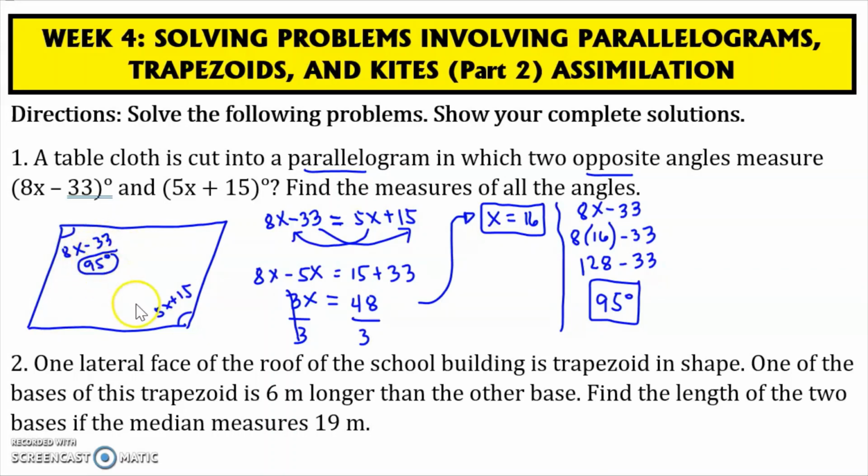Now, kung alam kong ito ay 95, I can say, even without computing, na ito ay 95 degrees din. Why? Kasi alam kong they are opposite angles. And sabi, na opposite angles are congruent when it comes to parallelogram. Sige nga, try nga natin kung talagang 95 degrees pa rin yan.